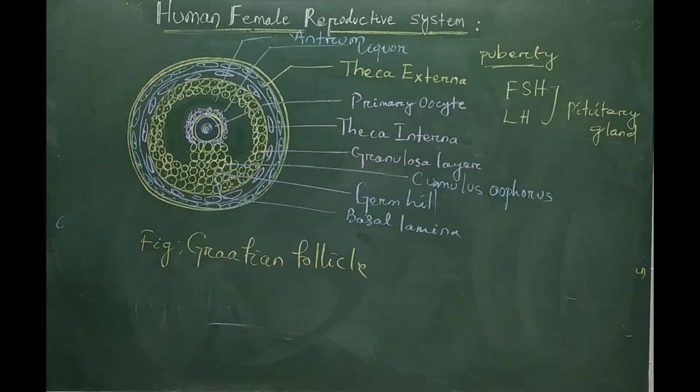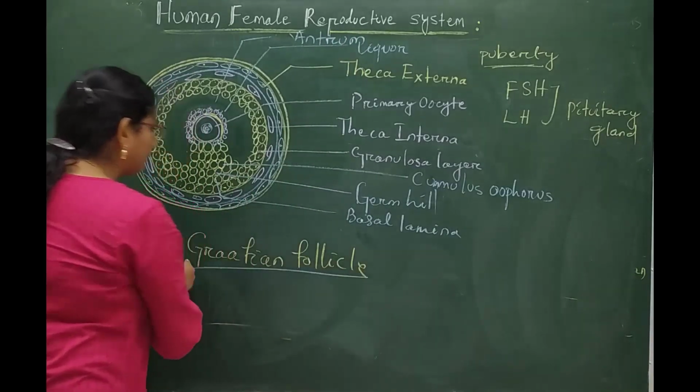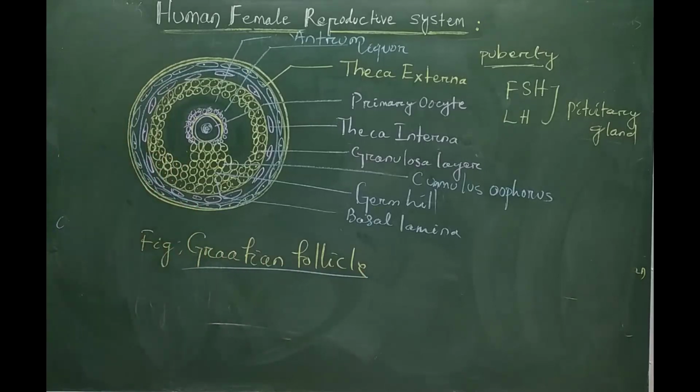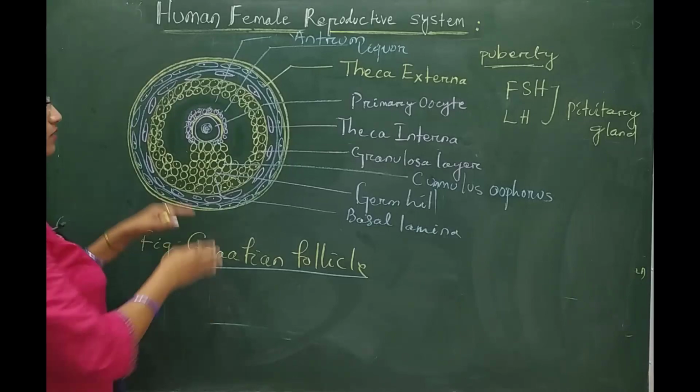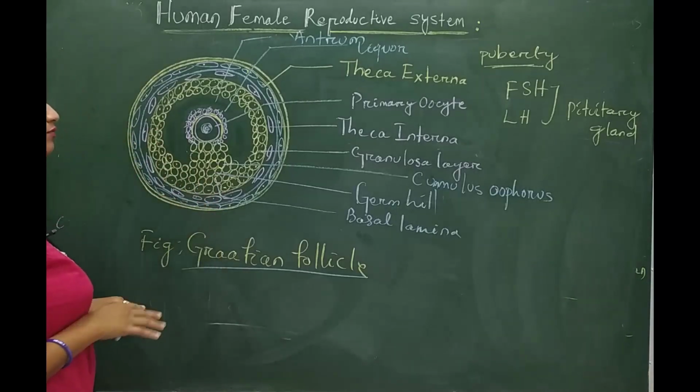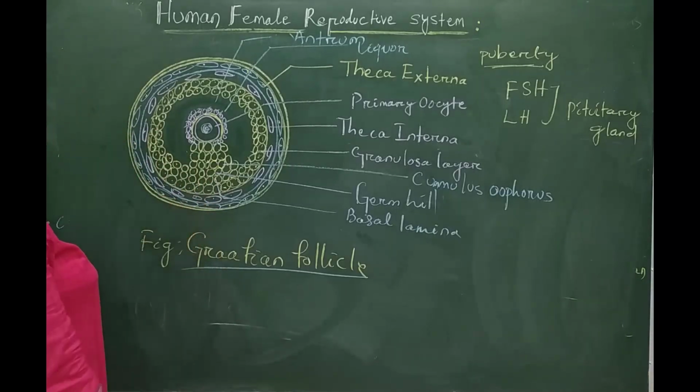So you have to draw this diagram and elaborate the different parts of this mature Graafian follicle. You need to know about the structure of the mature Graafian follicle. What are the different structures?